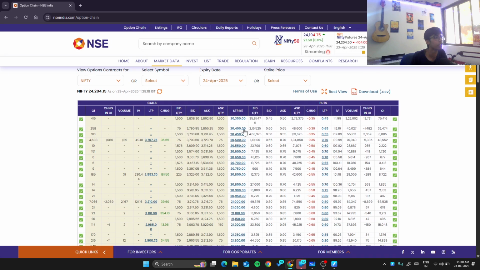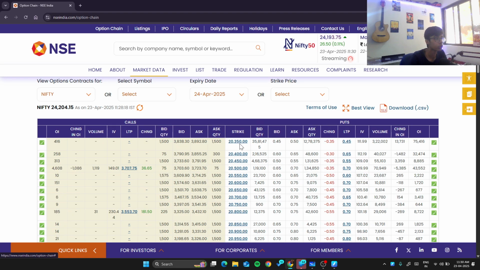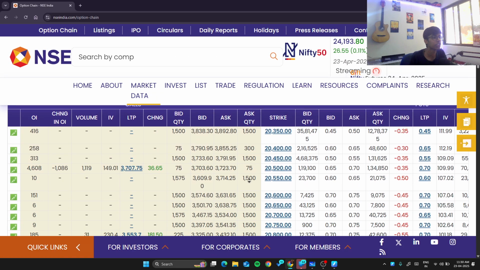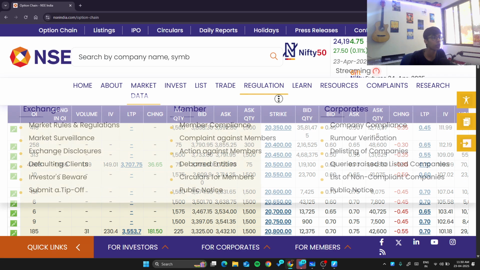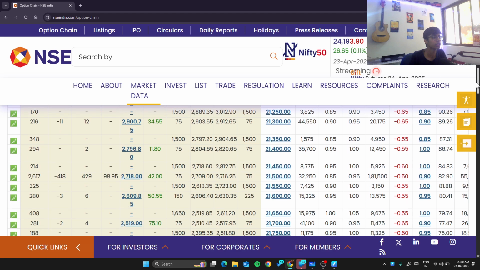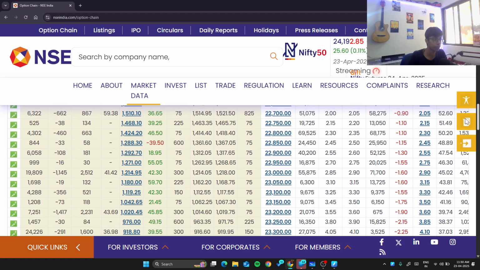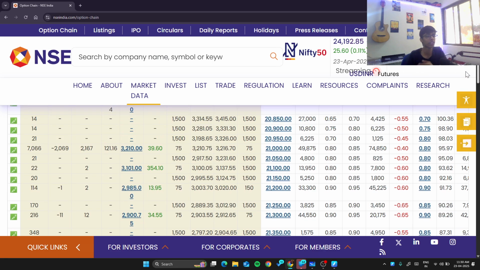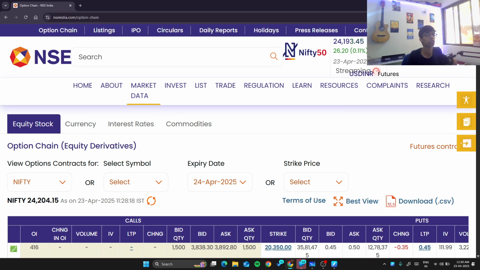You can see here the strike prices are different: 350, 400, 450, 500, 550. Should I zoom it for you? So there is a difference of 50 rupees at every strike price. We have an option on every strike price with a gap of 50 rupees, right?